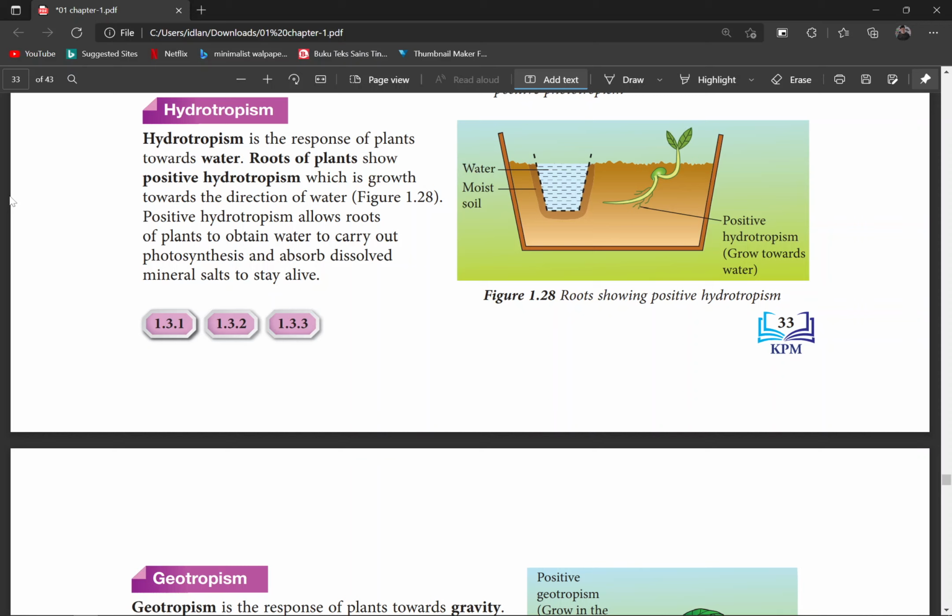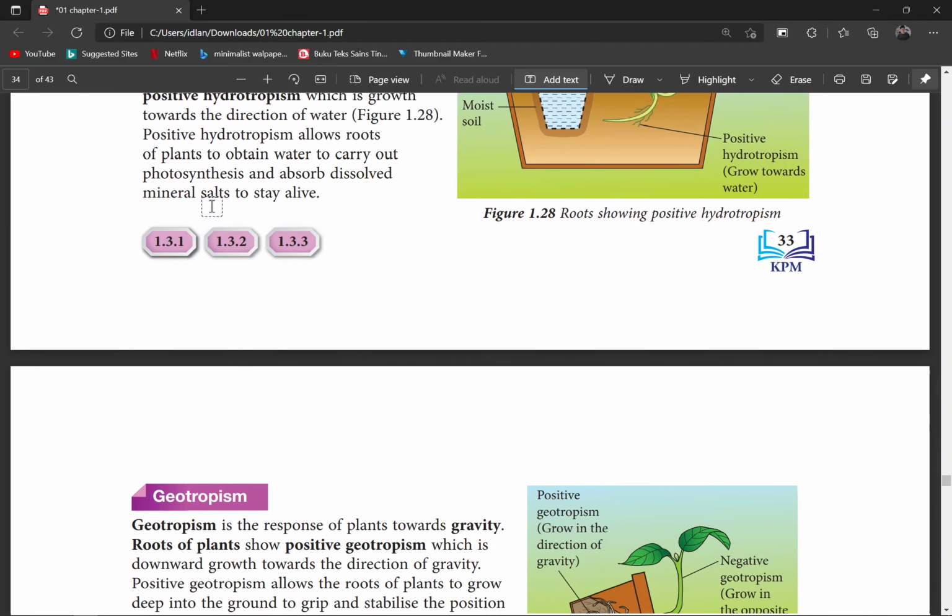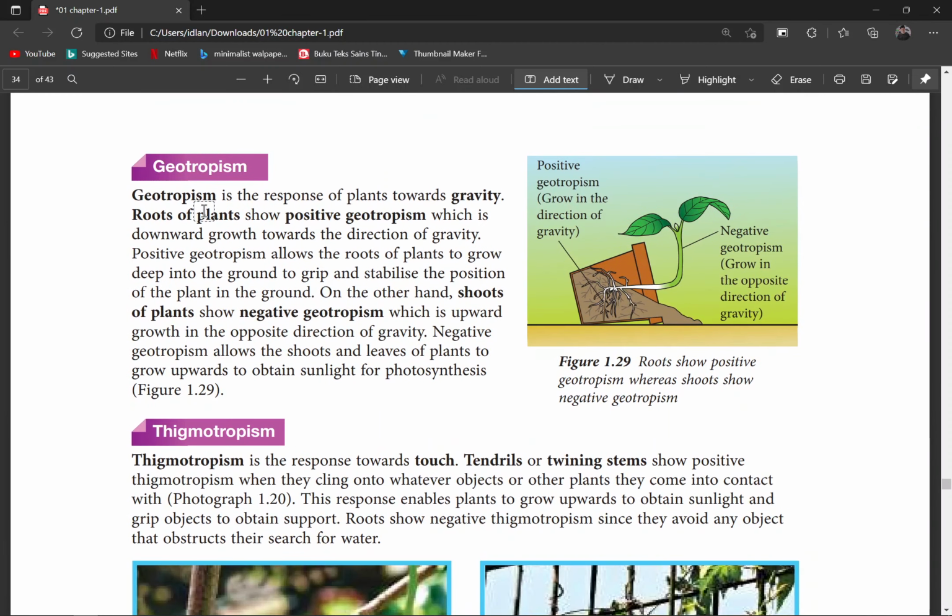Okay, and why do they do so? Because they want water to make photosynthesis possible, to grow. That's it. And now we have geotropism. Geotropism is a response of a plant towards gravity.